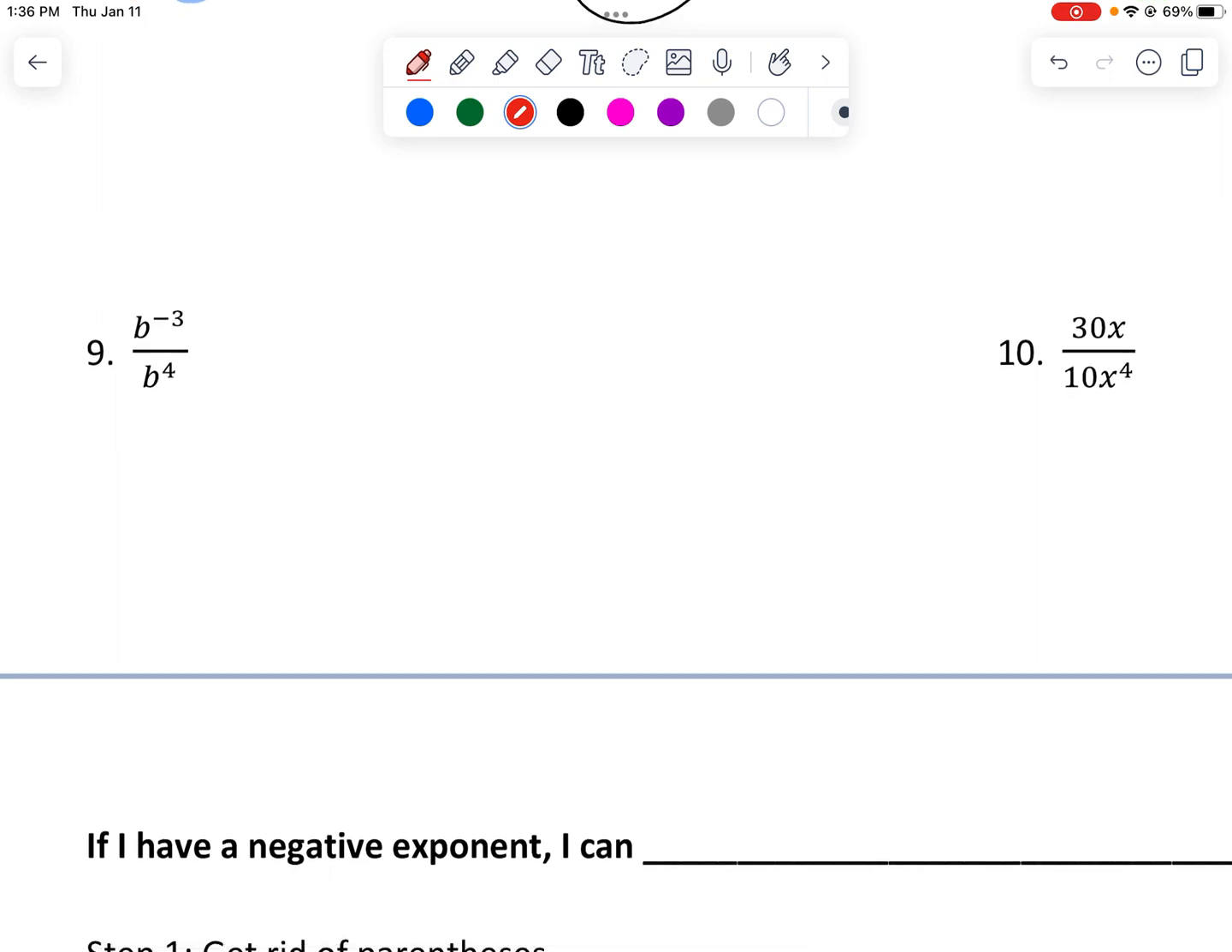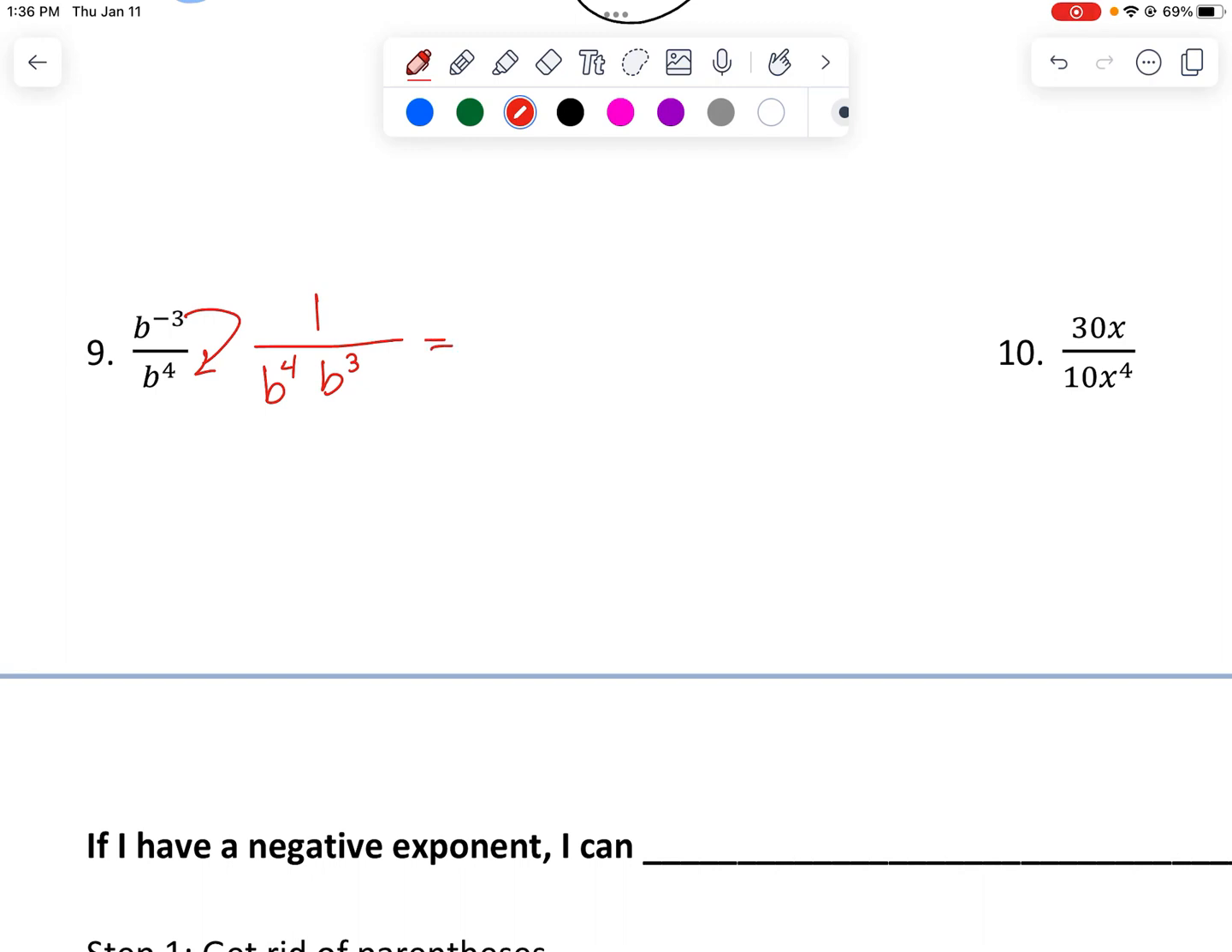9 is a little bit extra special because I've got a negative. Can't have a negative. So if I see a negative exponent, I need to move it to the other side of the fraction. So this negative 3 needs to go down to the denominator. I still have a b to the 4th there. Now I have b to the 3rd as well. And when you move that, it's going to become positive. Nothing up top, I'll put a 1 as a placeholder.